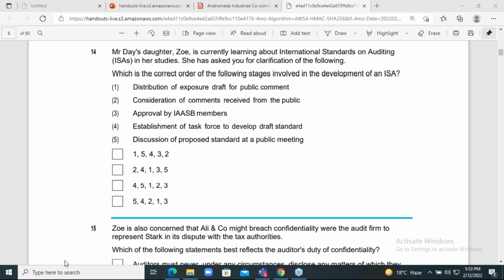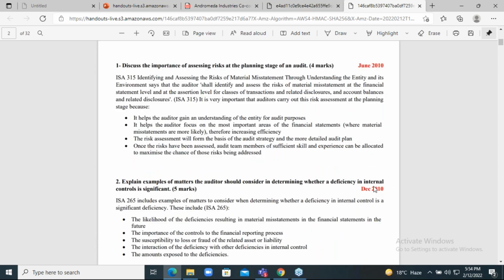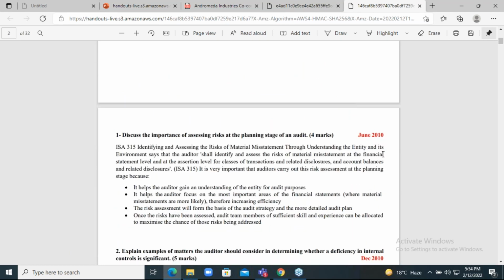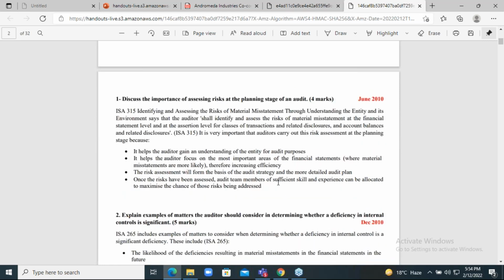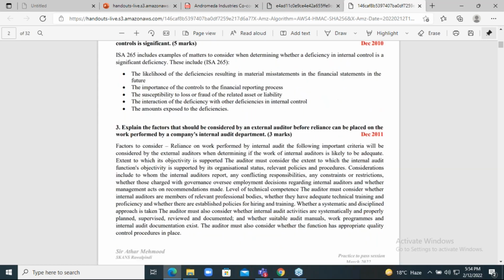Okay, so in the handouts, there is a file called 64 most wanted questions. These are very important questions that have been frequently asked previously. You can see them from June 2010 to the last session. Discuss the importance of assessing risk at planning stage. This is important. Explain examples of matters the auditor should consider in determining whether a deficiency in controls is significant. So all these questions are from bookish knowledge.